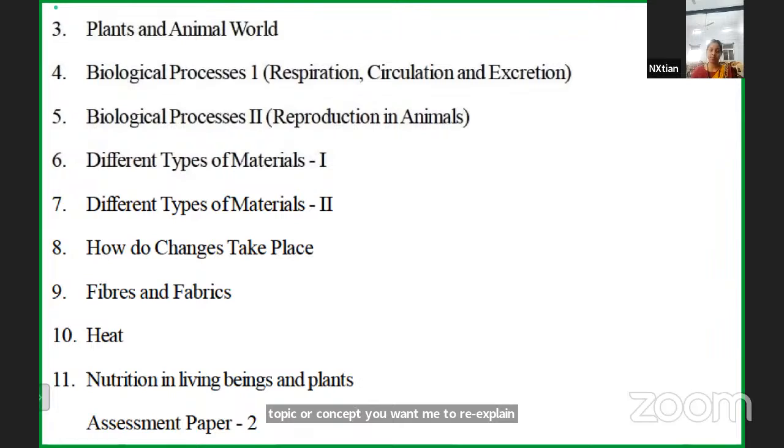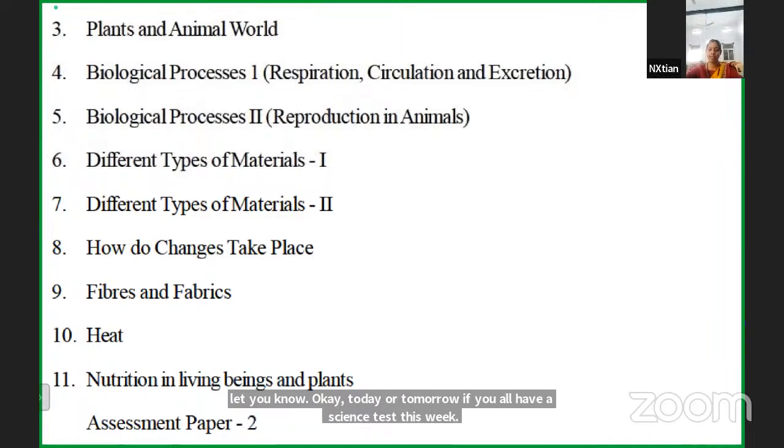Will there be a science test this week? This week you have one math test tomorrow. I'll let you know today or tomorrow if you all have a science test this week. That will be this Friday. If you all will be having it, I'll let you know. I'll update it in the group.